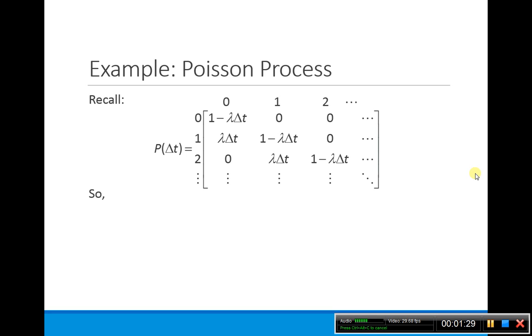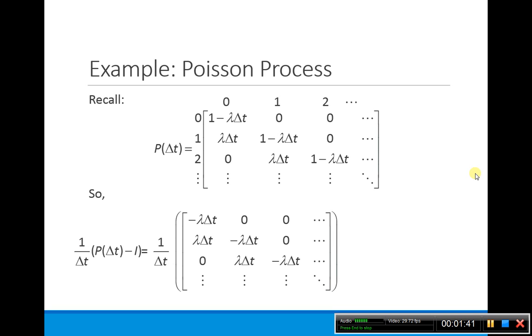So we can actually think about getting our Q matrix by just looking at 1 over delta t times P of delta t minus the identity. If we find P of delta t minus the identity, we just have minus lambda delta t on our diagonal, and then the off-diagonal is lambda delta t. We divide by delta t, and here again we just have our transition rates.